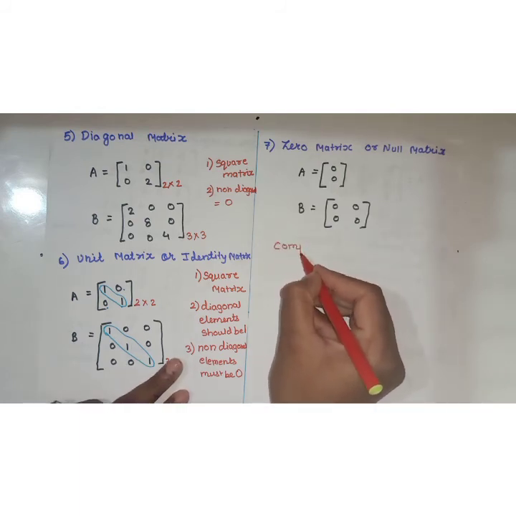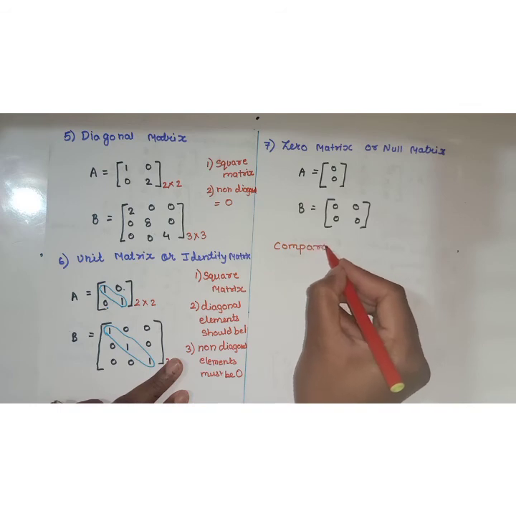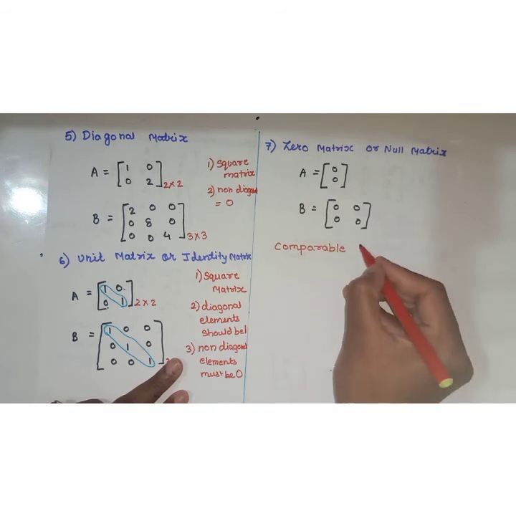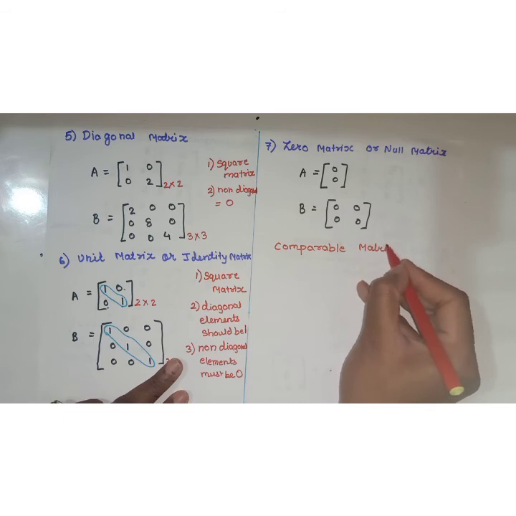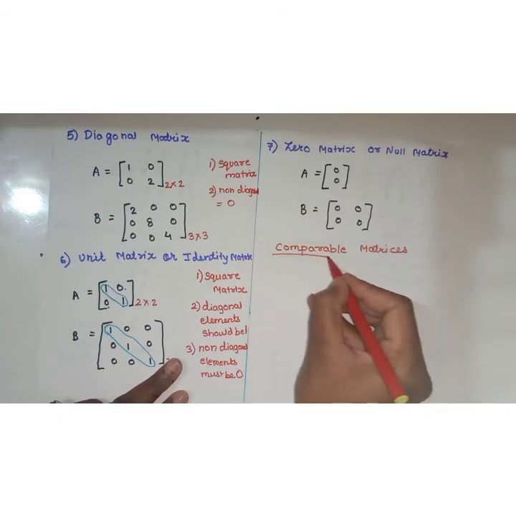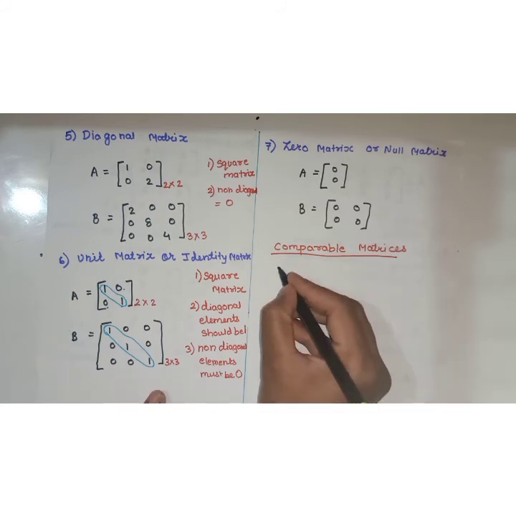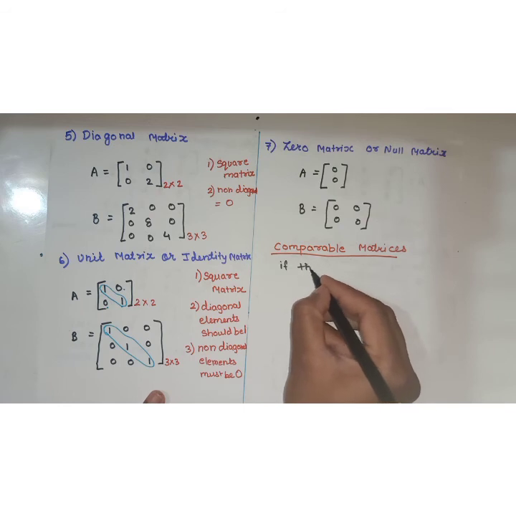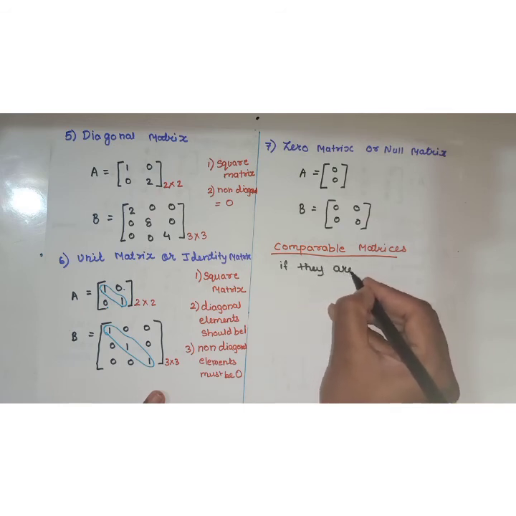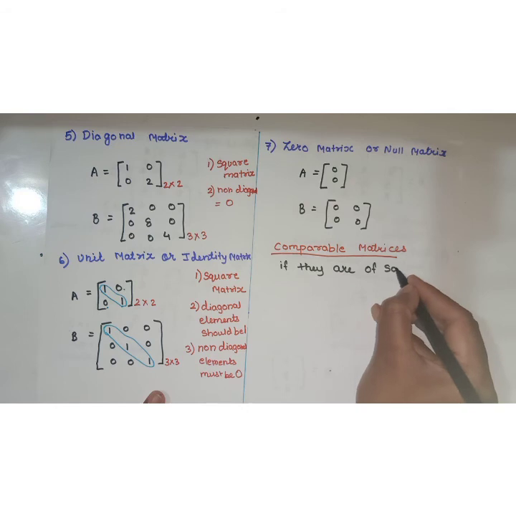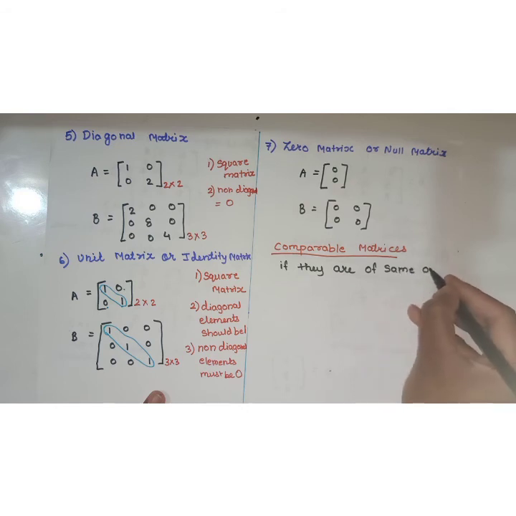Then the next term which we are going to see is comparable matrix. When can we compare two matrices? Two matrices are said to be comparable if they are of the same order. When can you compare two matrices? If the order of both the matrices is the same.